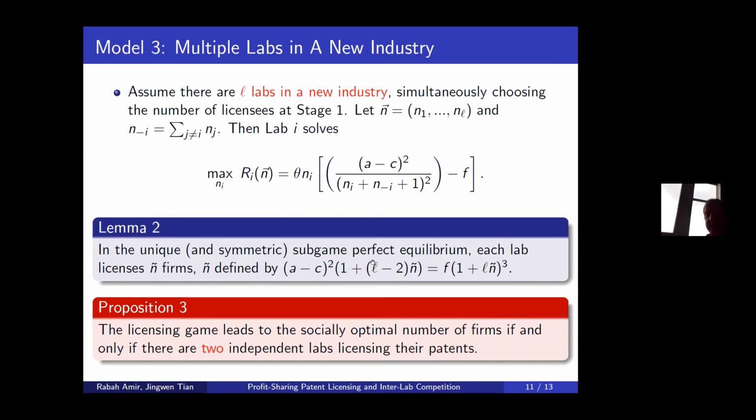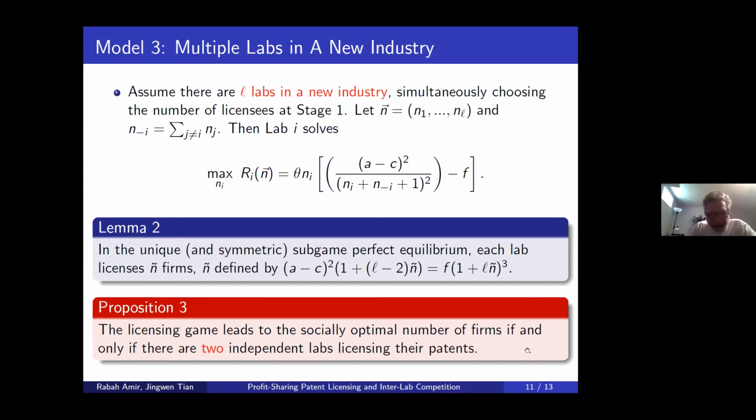And this is the first order condition for how many labs will be picked as a unique symmetric subgame perfect equilibrium, and the solution N tilde is the solution to this cubic equation. And the result is that the solution N tilde, which is the subgame perfect symmetric Nash equilibrium, in that equilibrium, the licensing game exactly leads to the socially optimal number of firms, which comes from maximizing welfare according to Menke and Winston, as I showed a few slides back.